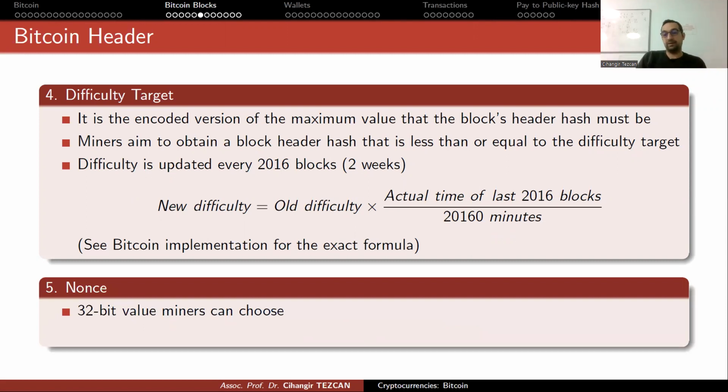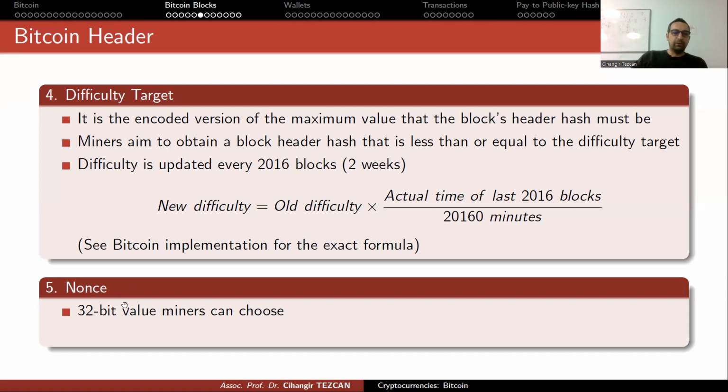So it is not always getting harder to mine. Sometimes it gets easier because it may not be profitable for some miners. Maybe the electricity bills they pay become larger and the Bitcoin price is low. So they may say, okay, let's not mine for some time. This way, difficulty can be smaller than the previous difficulty.